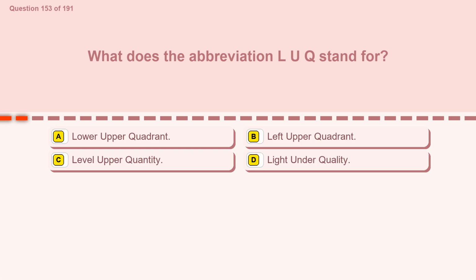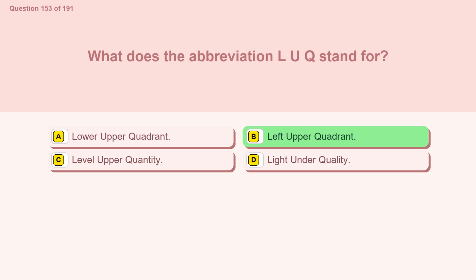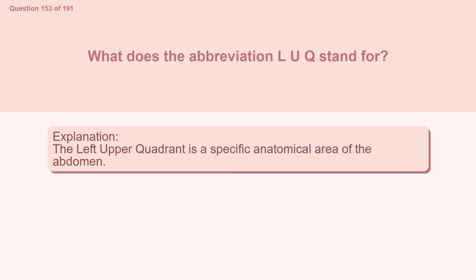Question 153. What does the abbreviation LUQ stand for? Option A, lower upper quadrant. Option B, left upper quadrant. Option C, level upper quantity. Option D, light under quality. The correct answer is option B, left upper quadrant. The left upper quadrant is a specific anatomical area of the abdomen.